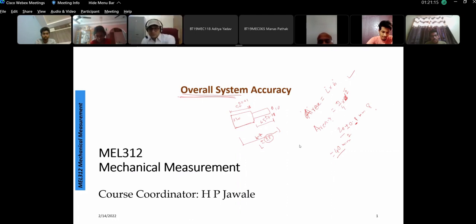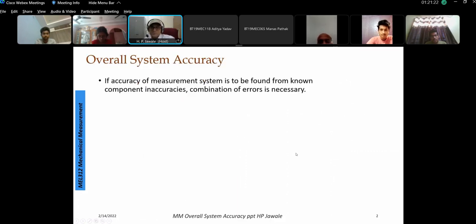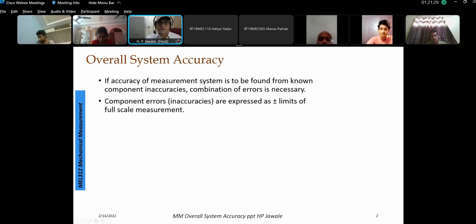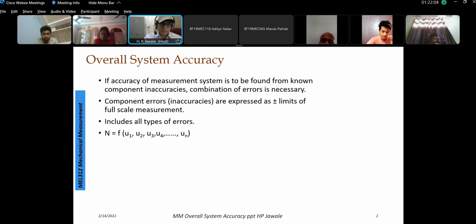Anyway, so that's what my discussion is, how we are going to have the uncertainty in the measurement. If the accuracy of the measurement system is to be found out from the known component inaccuracies, combination of the errors or uncertainties is very essential. The component errors or uncertainties are expressed as plus minus limit of the full scale measurement, as is also known to us. So it includes all kinds of error. Once we have quantified how much is the random error, how much is the bias and so on, the numerical value you got in plus minus limit, that we have to consider and move ahead for the measurement system calibration or measurement system characteristics establishment, right?